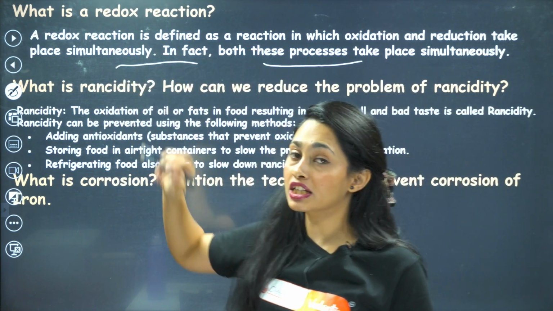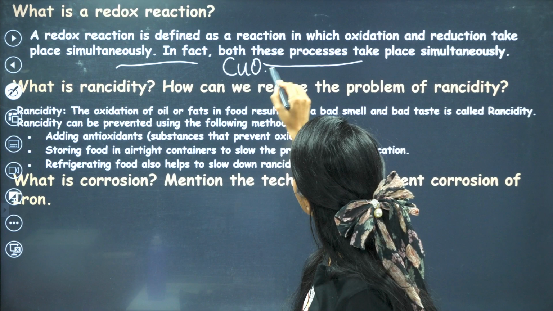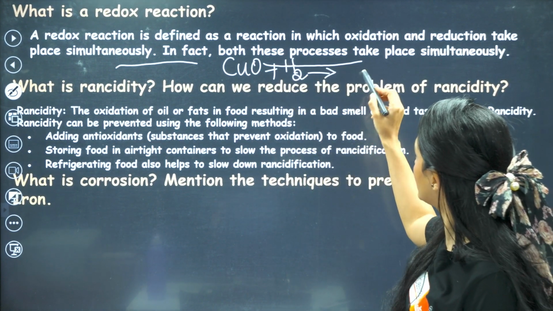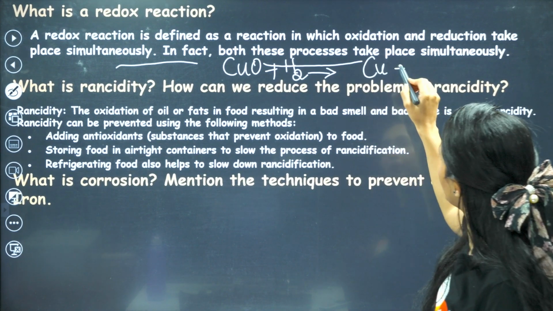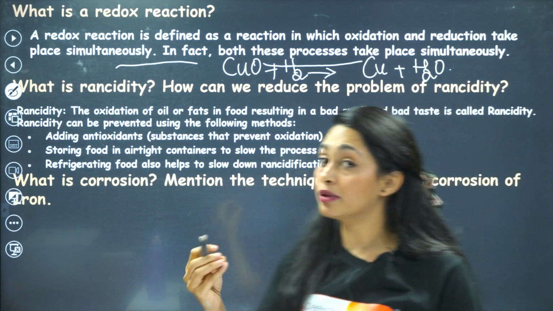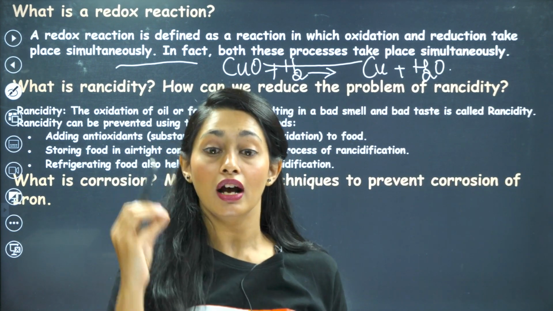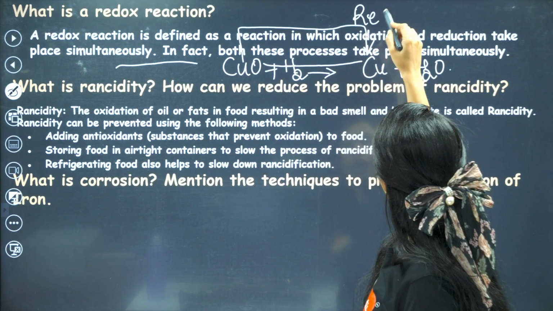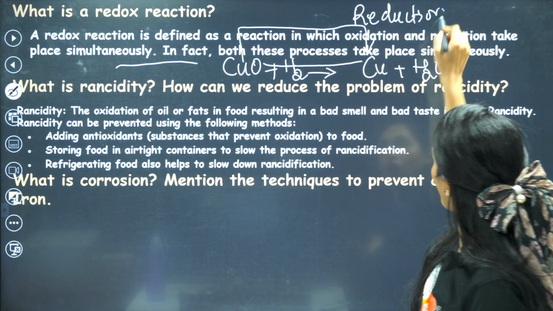Example: copper oxide undergoes a redox reaction with hydrogen. It is going to give copper and H2O. Copper oxide is undergoing removal of oxygen, which is nothing but reduction, and hydrogen will be undergoing oxidation.